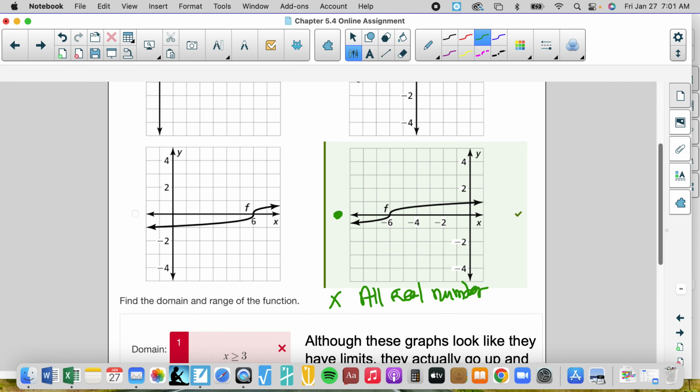And here's where students struggle, with the y, the range. And the range is also all real numbers, because we know that even though it looks like it plateaus, it continues to go, and it'll go to positive or negative infinity for the y values. Even though it looks like it plateaus, it will continue to go until positive infinity. So it is all real numbers also. So your domain and range.